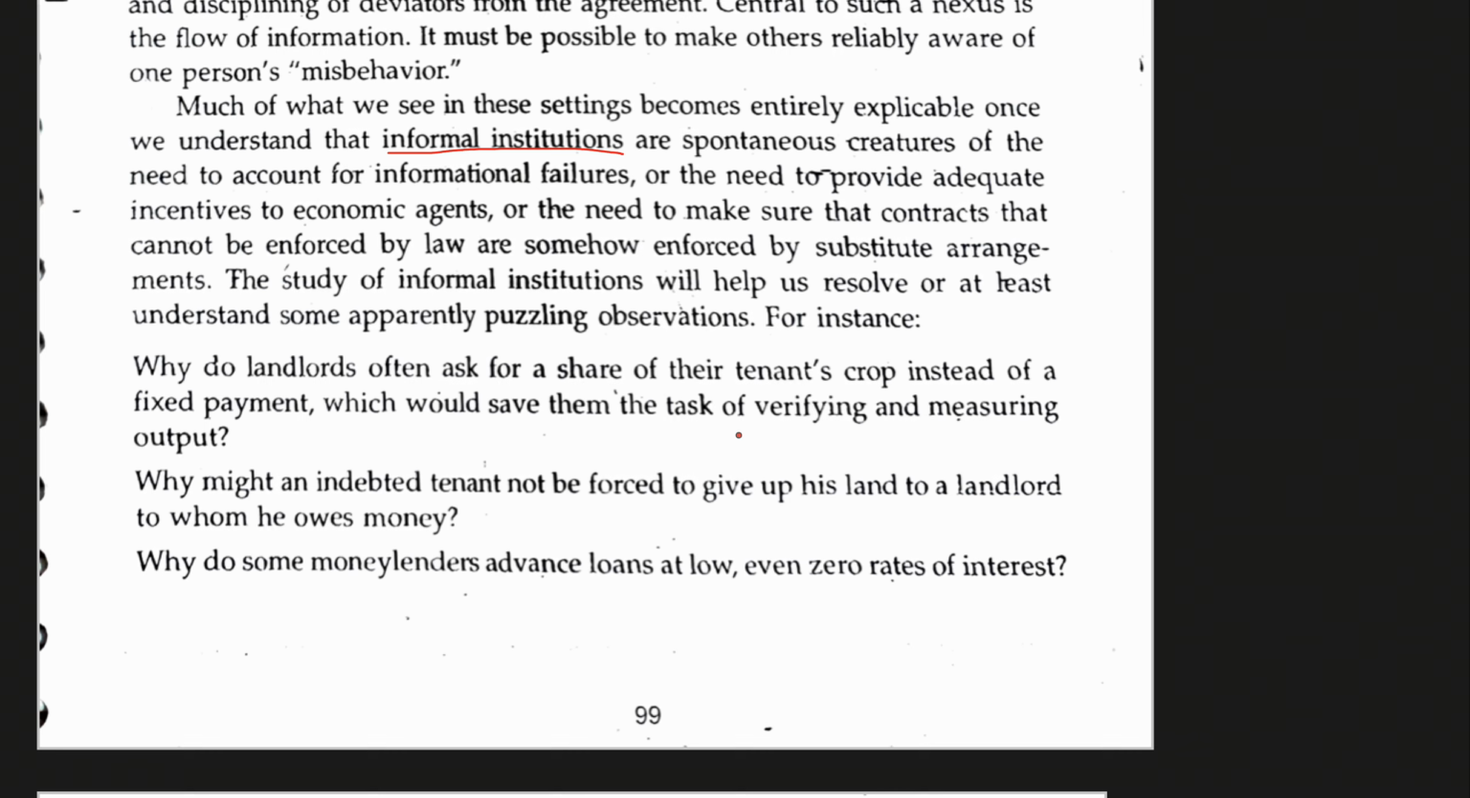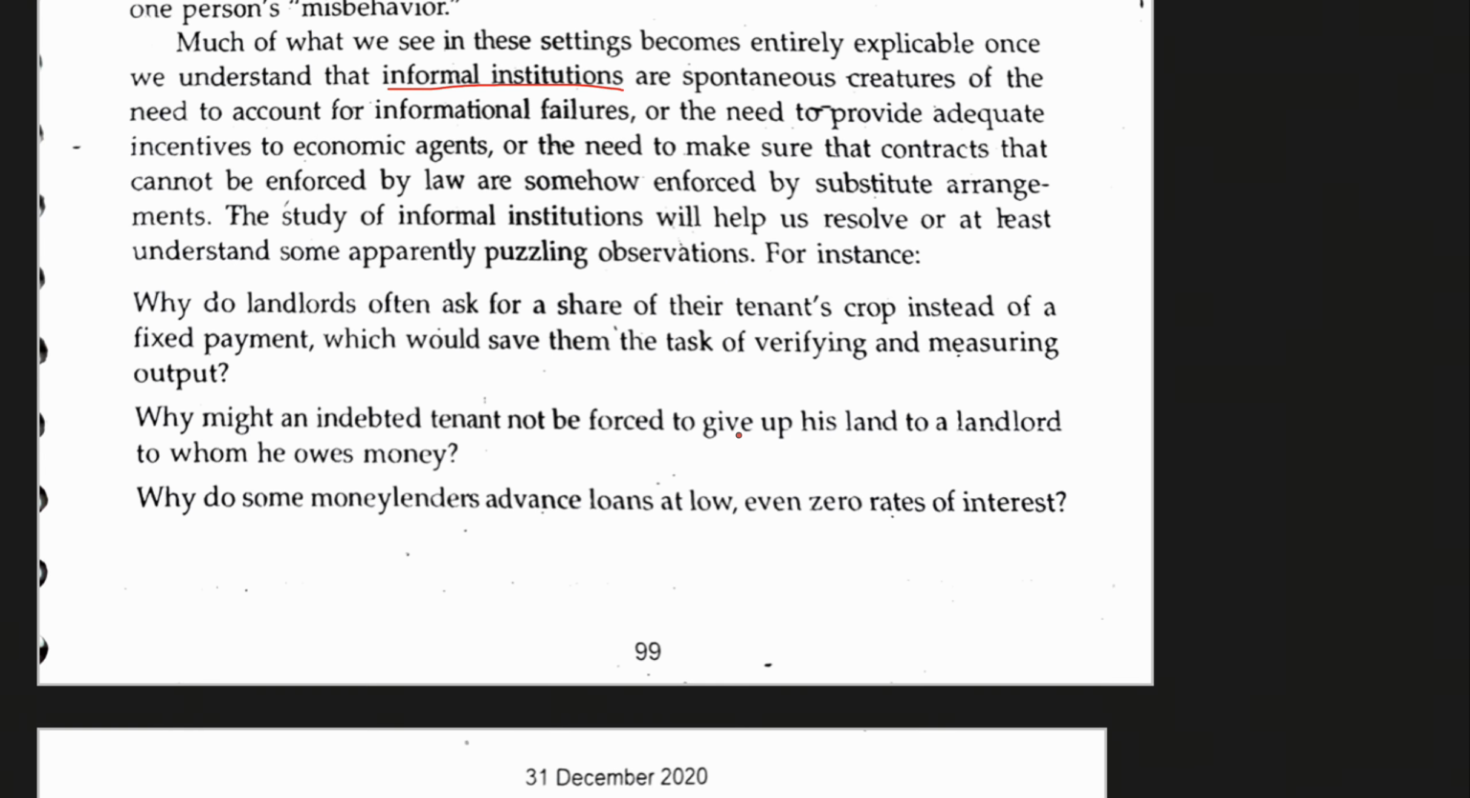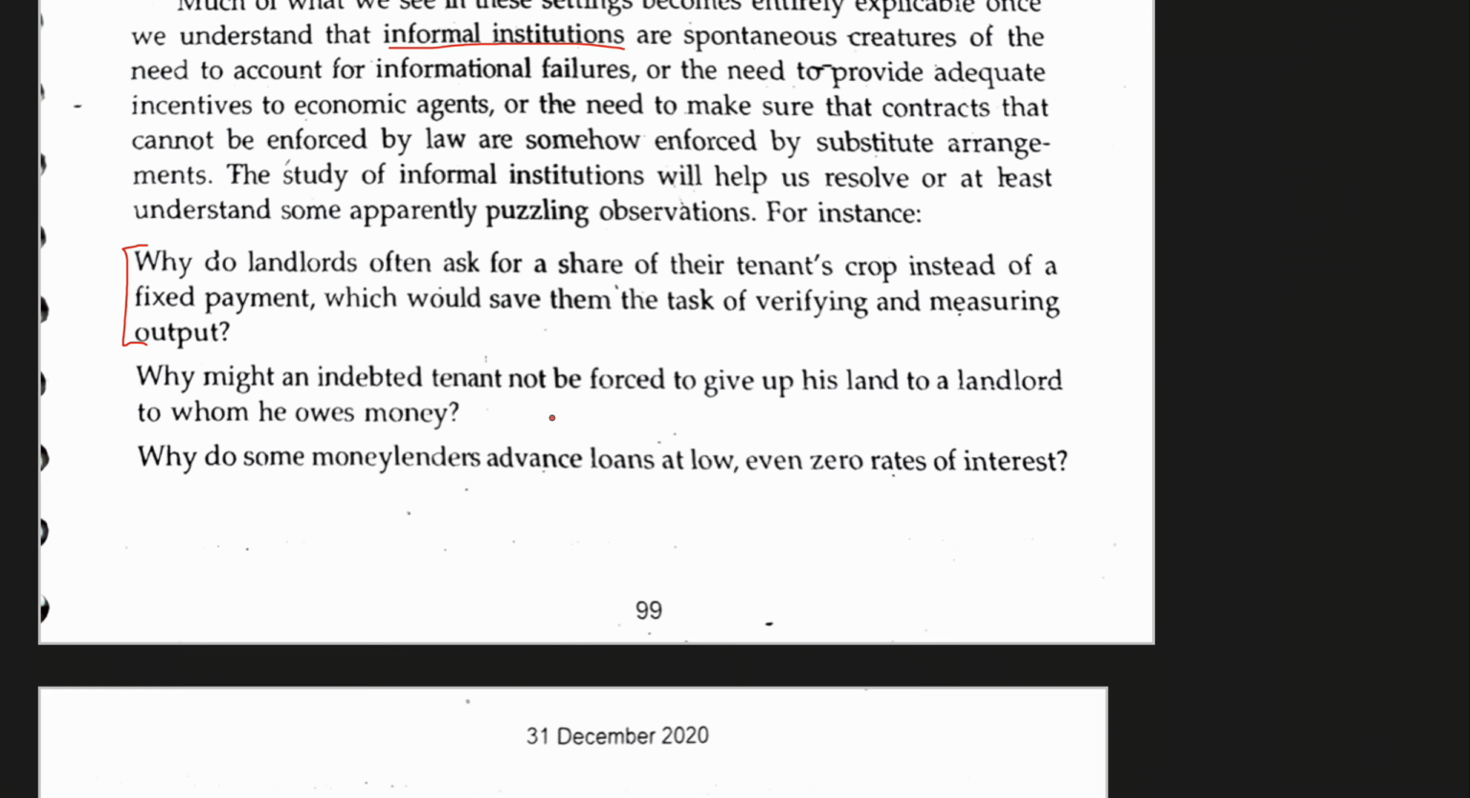The study of informal institutions will help us resolve or at least understand some apparently puzzling observations. For instance, why do landlords often ask for a share of their tenant's crop instead of a fixed payment? Okay, this is what we're going to study in land, which would save them the task of verifying and measuring output. So they're talking about sharecropping against fixed rent.